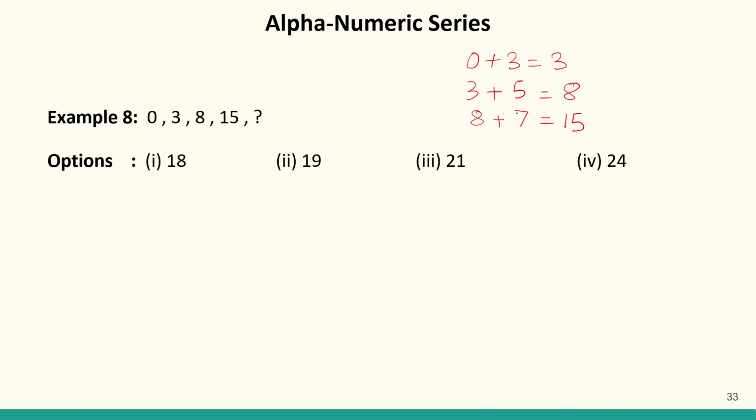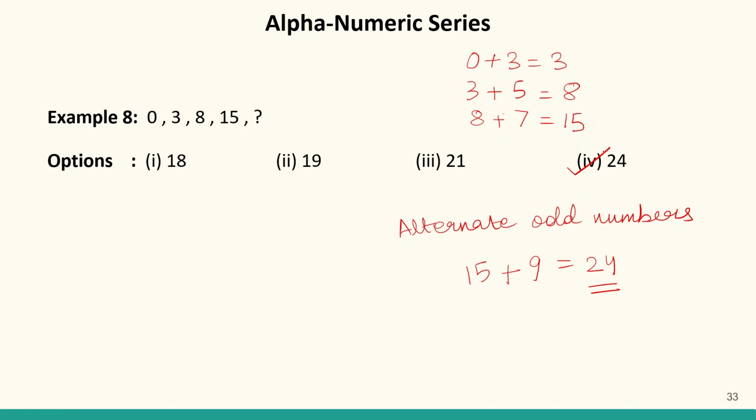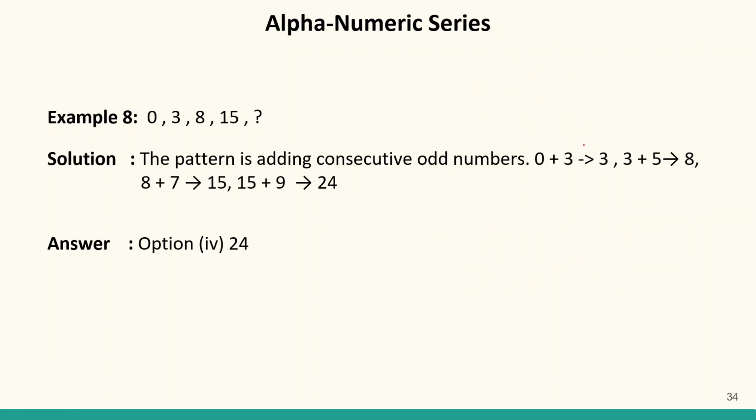So we are increasing by alternate odd numbers. This is the logic that we are following. We are increasing by alternate odd numbers. So the next number will be 9. This will give us 24. So your answer will be 24, which is the 4th option. So here is the solution, that we are adding alternate odd numbers, 3, 5, 7, and then 9.